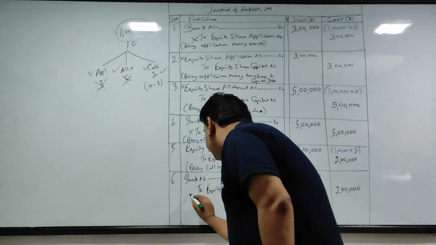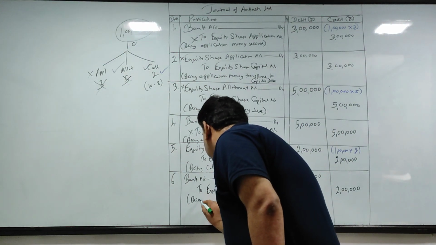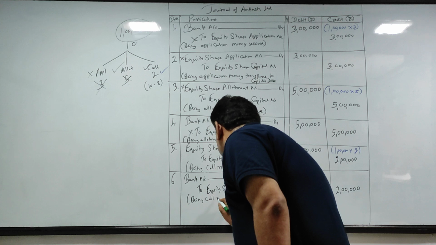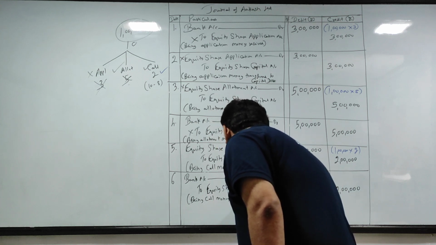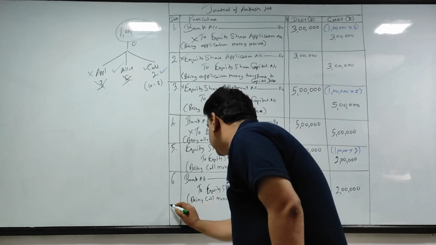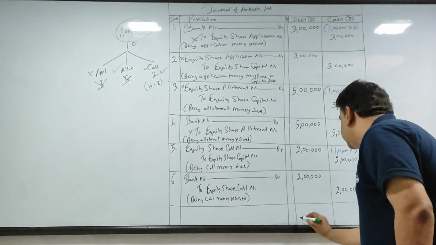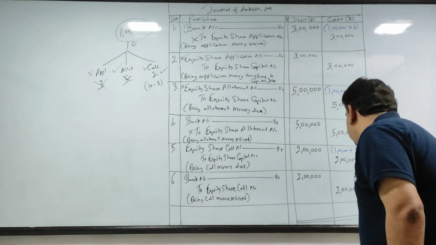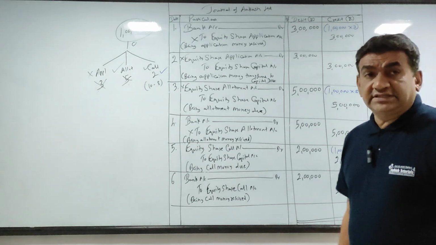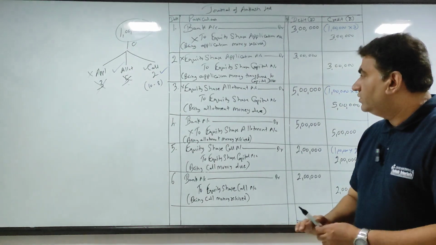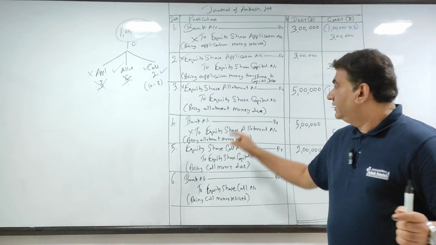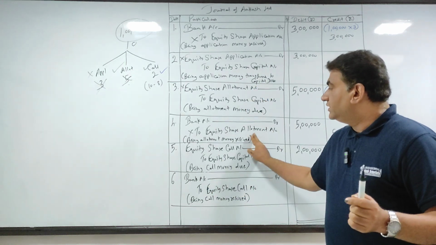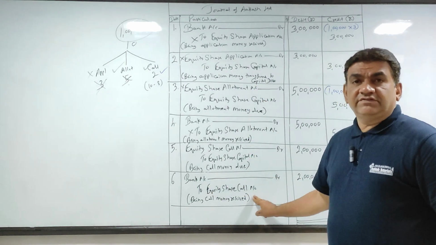Narration being call money received. Getting it? देखो, third, fourth, fifth, sixth, both are interrelated. Allotment money due, received. Call money due, received.